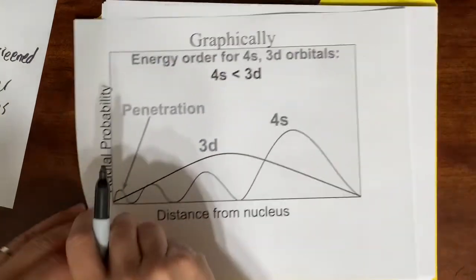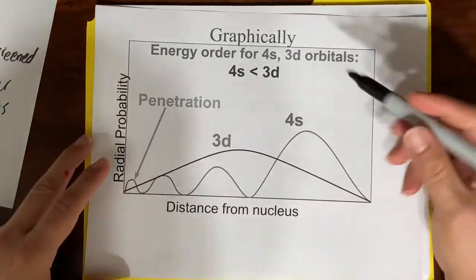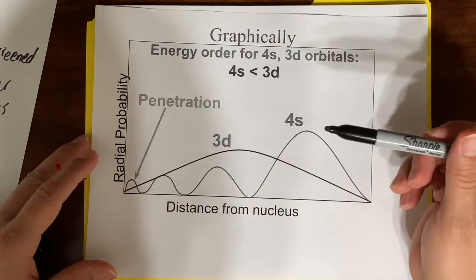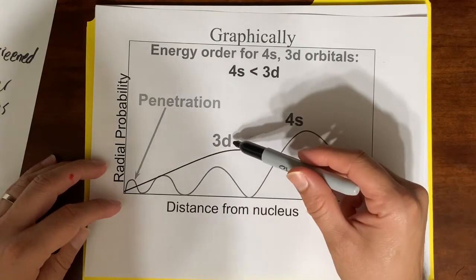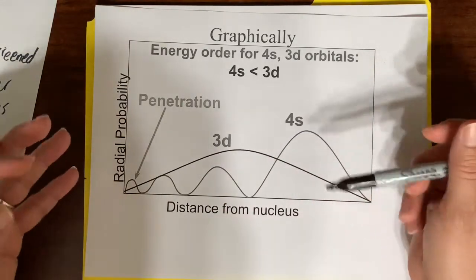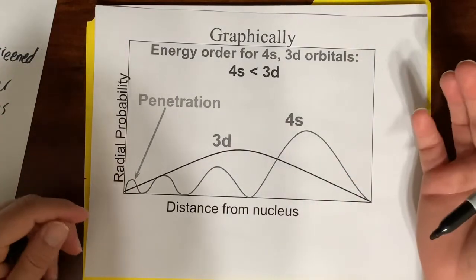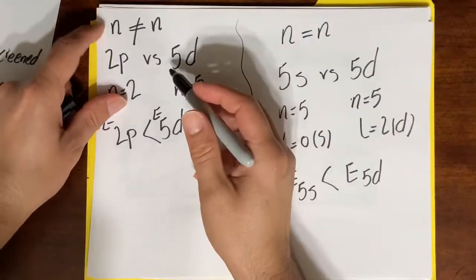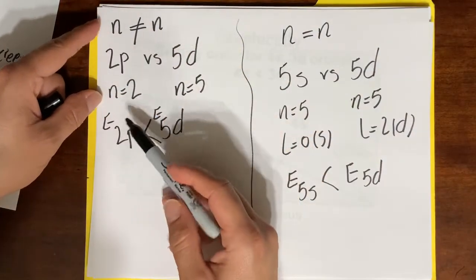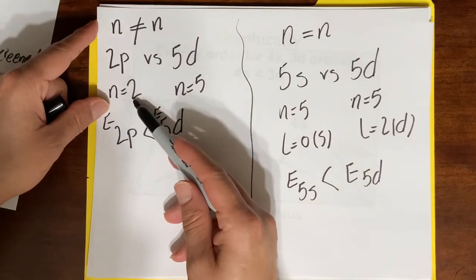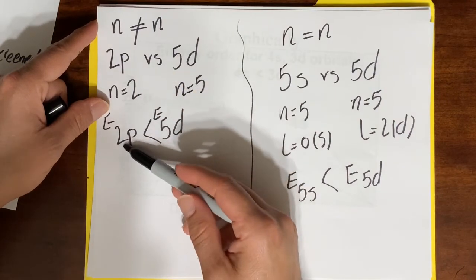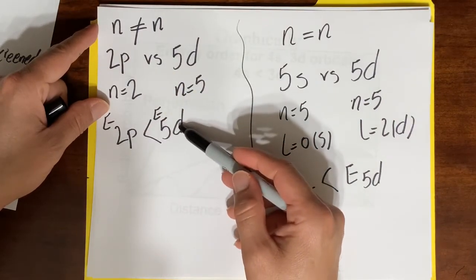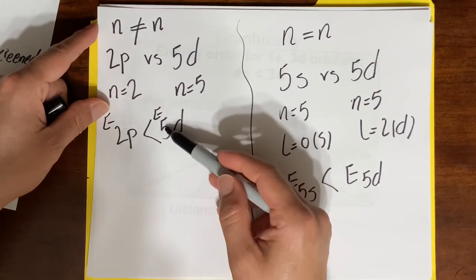But when it comes to 4s versus 3d, you will see that 4s is lower in energy than the 3d. And I told you, this one sounds like maybe the opposite of whatever I said, because I said if we are talking about different n's, then you'll consider the lowest n. Lowest n is 2 versus 5, because this one is 2, so it will have lower energy than the 5d orbital, which comes with n equal 5.